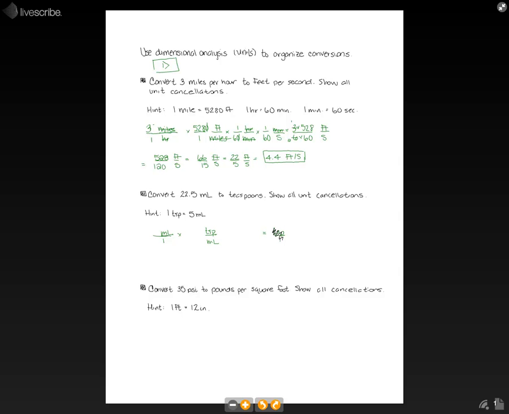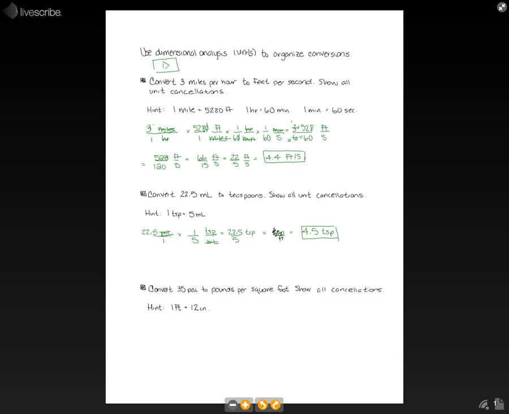and then we can put our numbers in. We start out with 22.5 milliliters, and we know that there's 1 teaspoon for every 5 milliliters, and there's nothing else we have to multiply. So then if we just do this multiplication right away, we see that it's 22.5 over 5 teaspoons, as the milliliters cancel out, which is going to be 4.5 teaspoons.